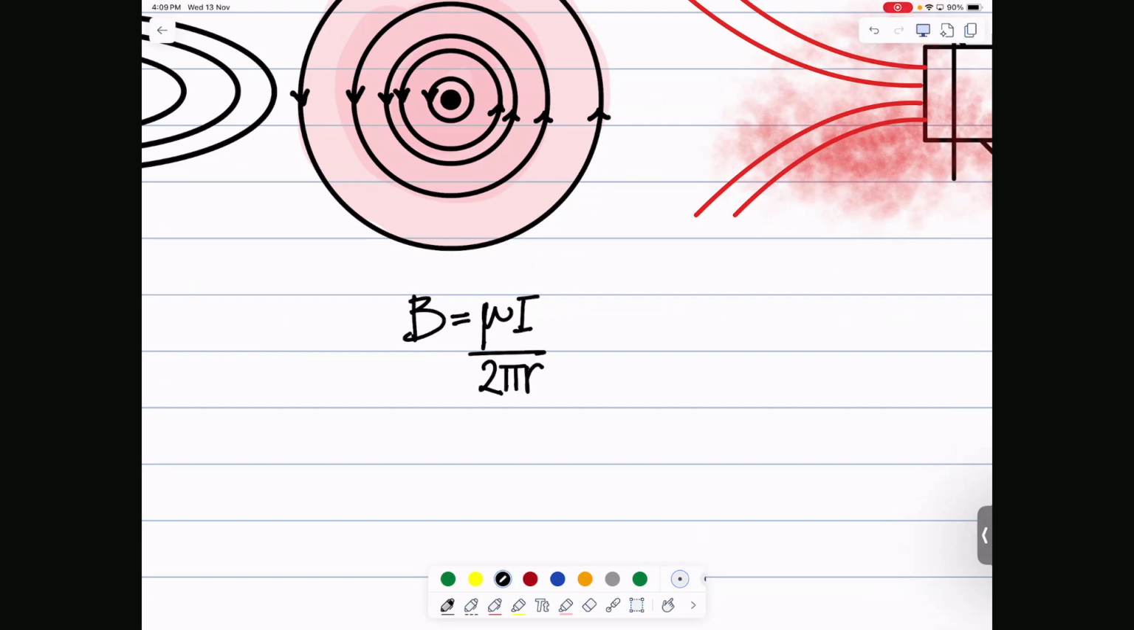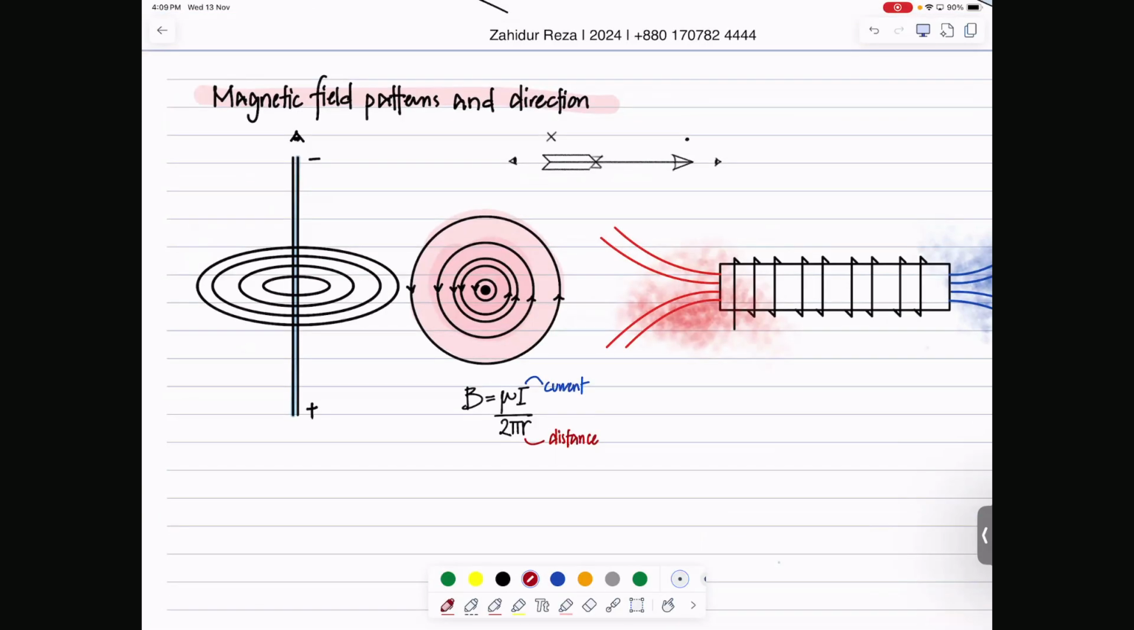Now what is I here? I is the current in the wire. So that means the strength of your magnetic field here depends on the current. And r here is the distance from the wire. So your magnetic field is inversely proportional to the distance. So the further you go, the weaker it becomes.